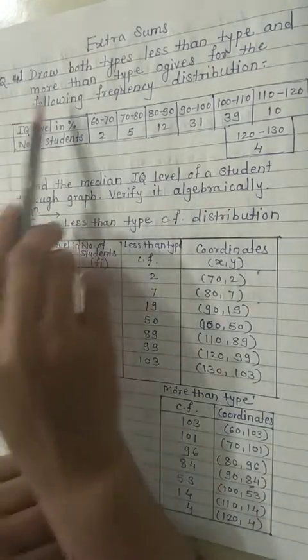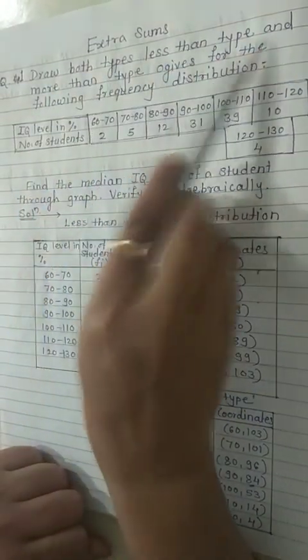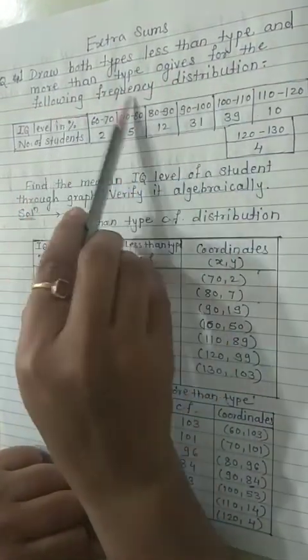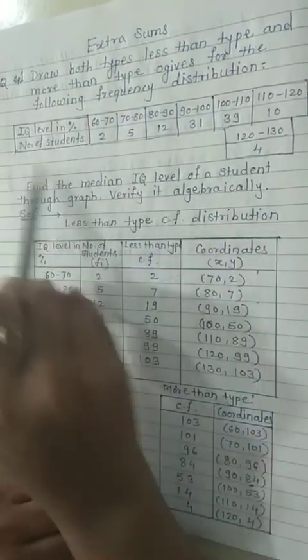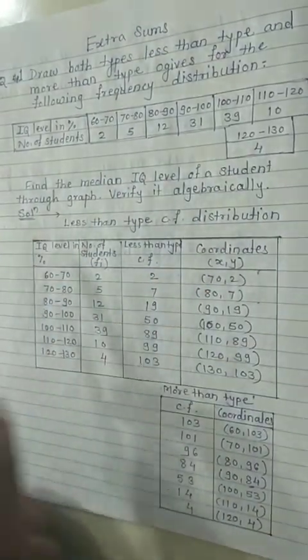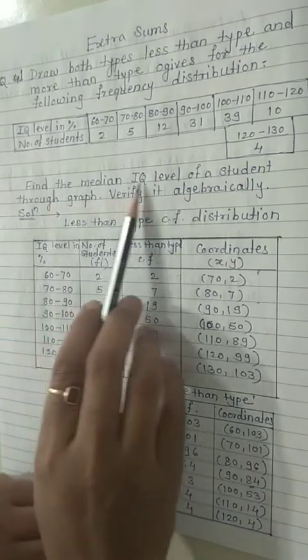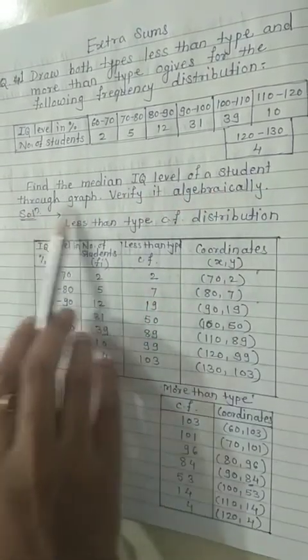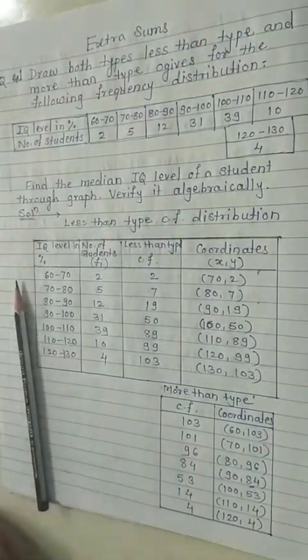First question is, draw both types, less than type and more than type ogives, for the following frequency distribution. The observations are given here. From that we have to find the median IQ level of a student through graph and verify it algebraically.